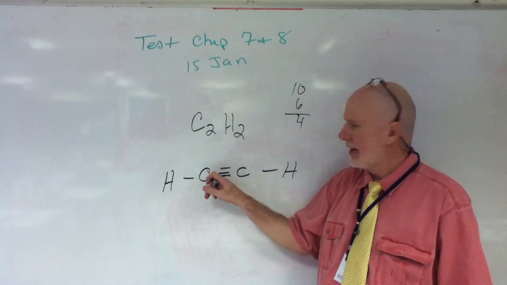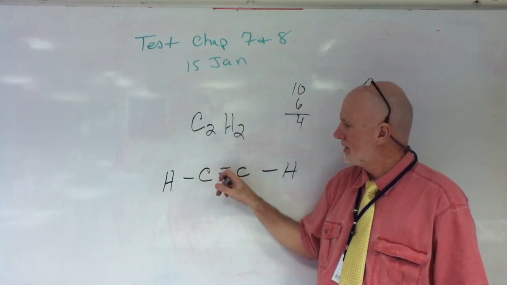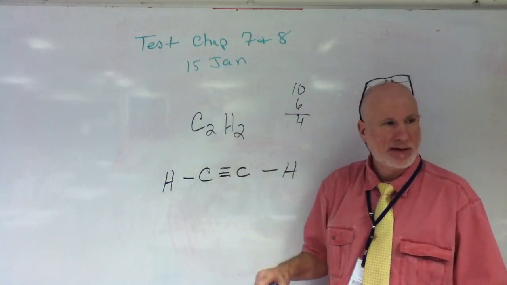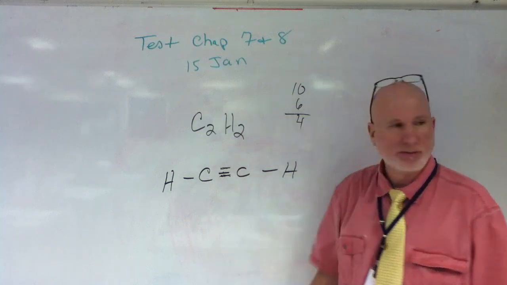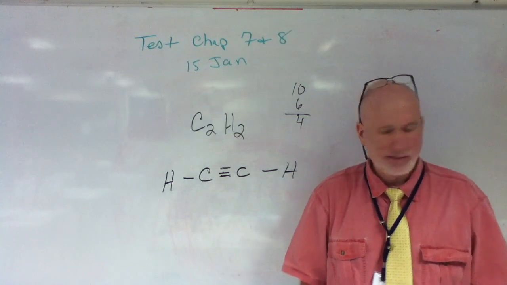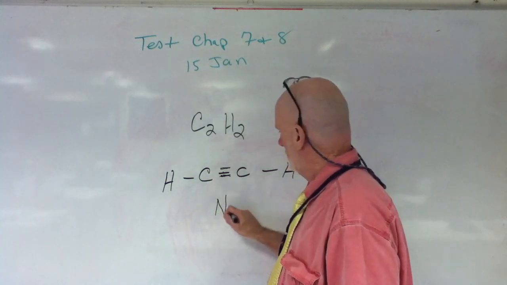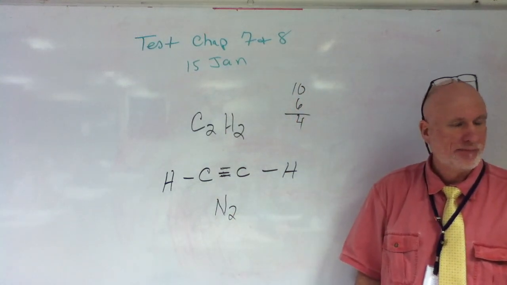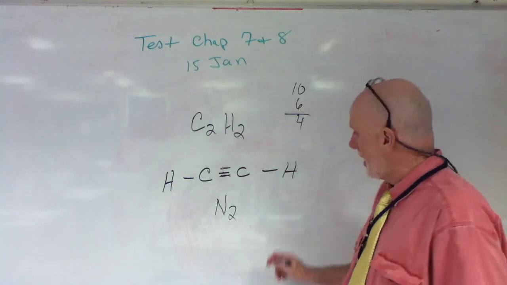Now, how many does carbon have? 2, 4, 6, 8. How many does that have? 2, 4, 6, 8. How many does hydrogen have? 2, 2. Right? It's linear. Let's look at this one. It's triple bond. Triple bond, that's right.